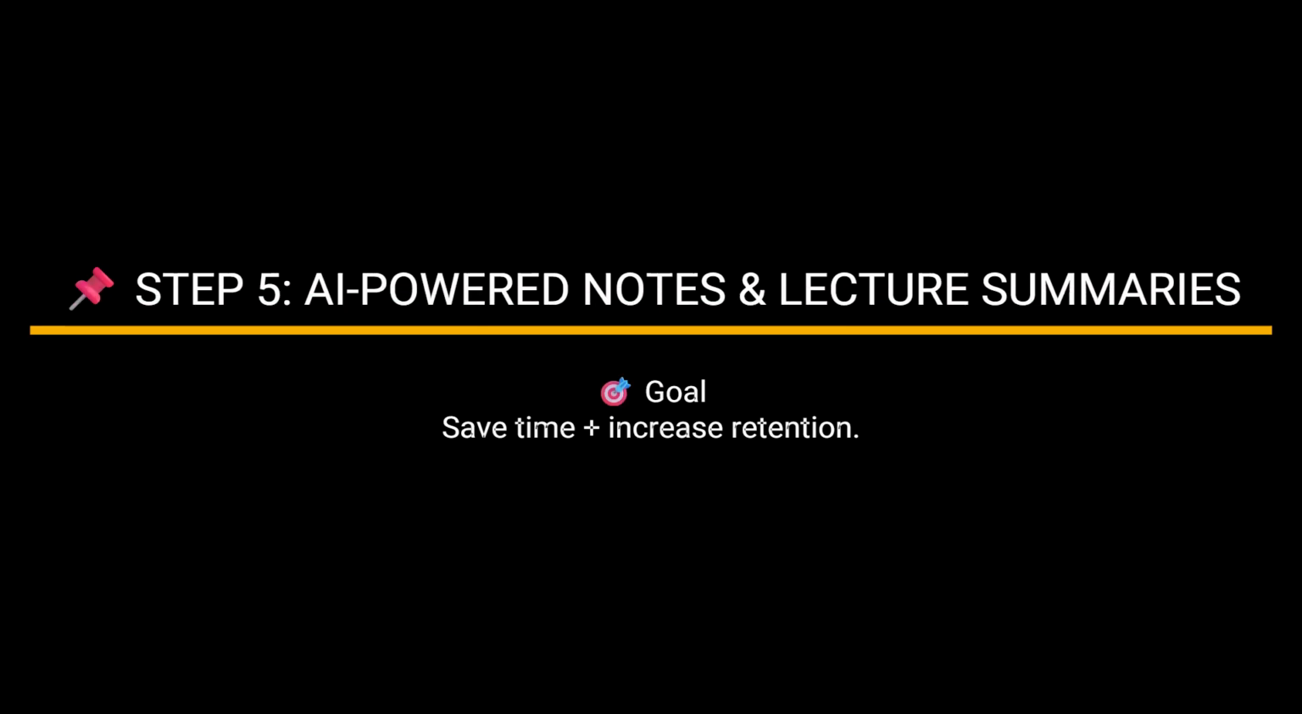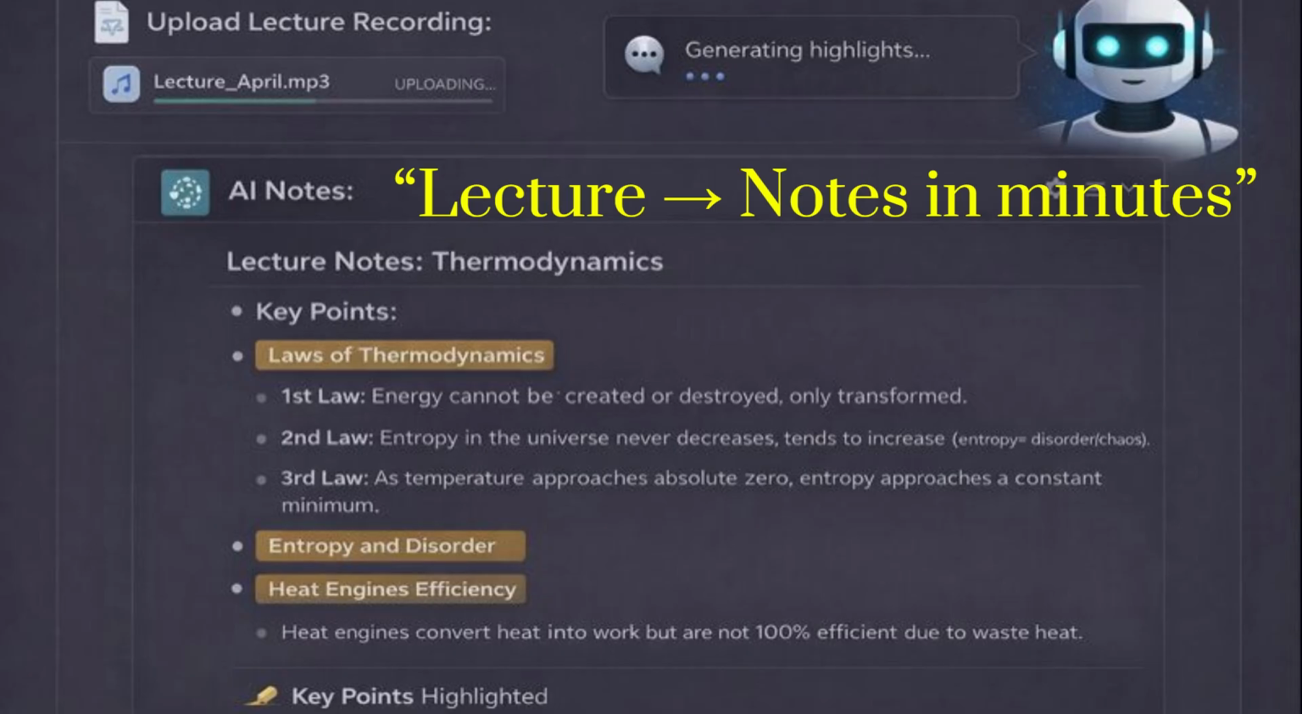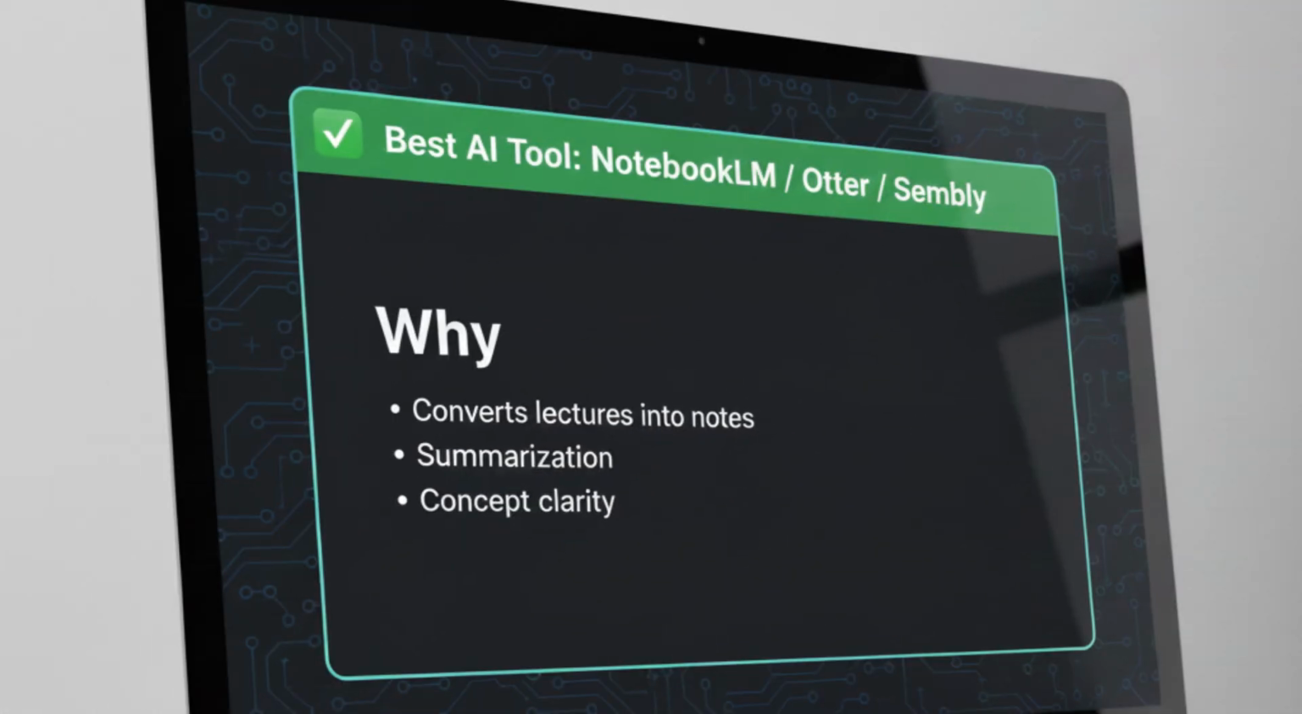Step 5. AI-powered notes and lecture summaries. Students waste hours rewriting notes. AI listens once and creates clean, structured notes for you. Which AI tools can you use? These are the tools: NotebookLM, Otter, or Samly. And why these tools? Because they convert the lecture into notes, give summarization, and give concept clarity.